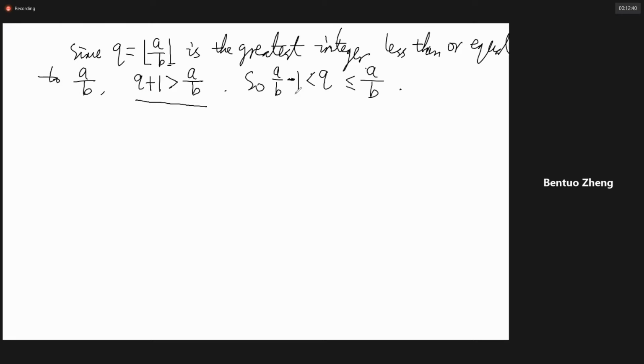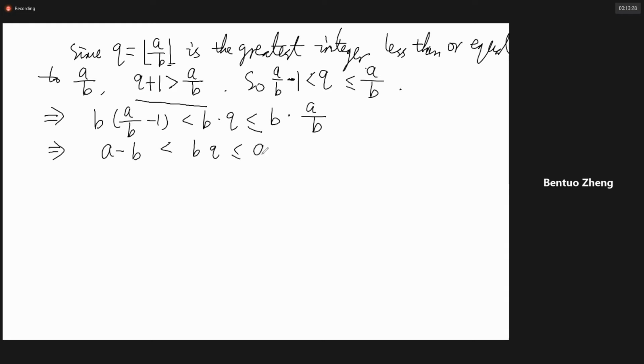Okay, now we can multiply b to this inequality. Since b is greater than 0, when you multiply by b, the direction of the inequality doesn't change. So if you multiply b to both sides, b times q is less than or equal to b times a over b. So if you compute, then this is a minus b is less than bq less than or equal to a.